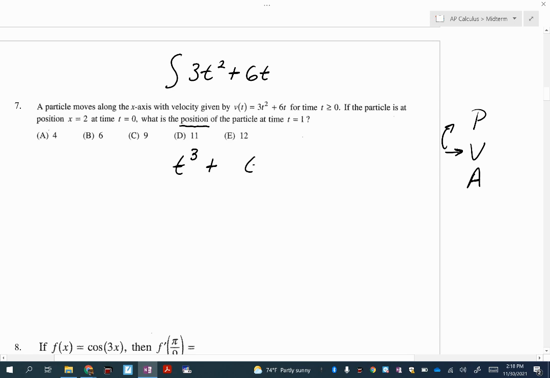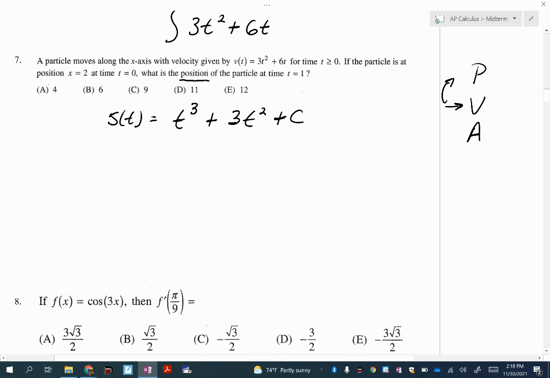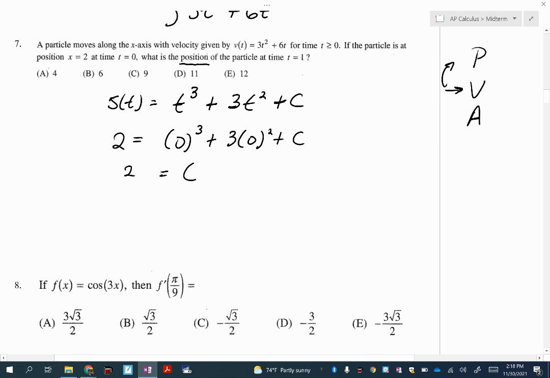And then I know I need t squared, but I don't have 2t in there, I have 6t. So that needs to be multiplied by that 3 to get me 6t, plus some constant c. And they're telling us that this right here would be our position function based on the information. And they're telling us that when the position is 2 at time 0, I can plug in t is 0 and solve for that constant. So my constant c is 2.